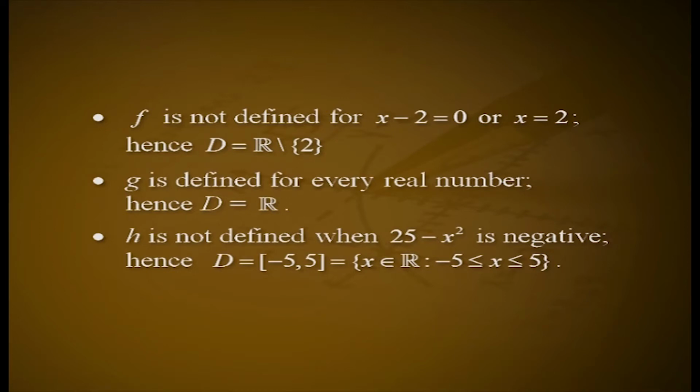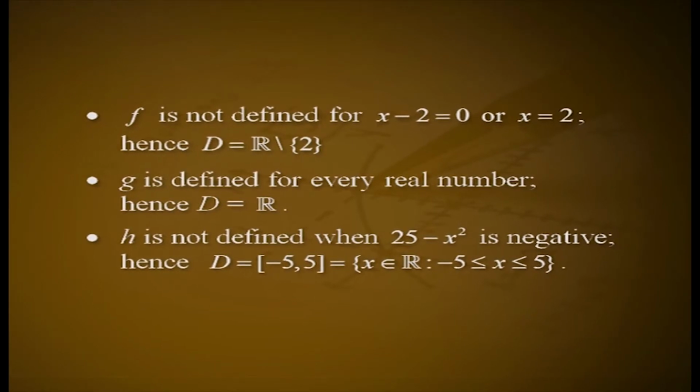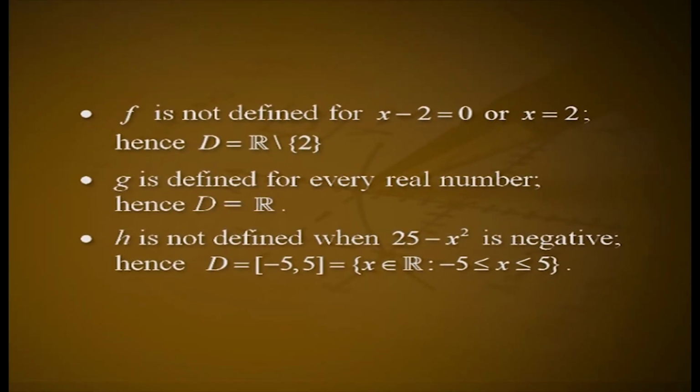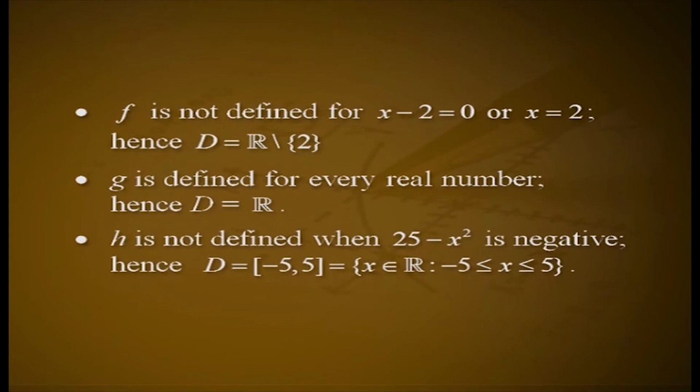H is not defined when 25 minus x square is negative, hence D is the closed interval minus 5, that is, the set consisting of x belongs to R such that minus 5 less than or equal to x less than or equal to 5. Example 4. Suppose A is the set consisting of a and b and B is the set consisting of 1, 2 and 3.